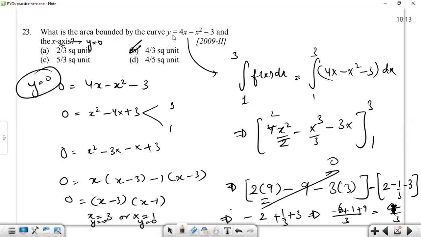So what we have done in this question: there were two curves, one was a parabola, another was a straight line, that was the x-axis. So we have taken the function of the x-axis, that is y equals 0. We have found the intersection points. These were the two, and we have applied the integration of the function with respect to x from 1 to 3, and then solved it. After solving the integration, we have substituted the upper limit, minus, then substituted the lower limit, and then solved for the answer. Is this clear?